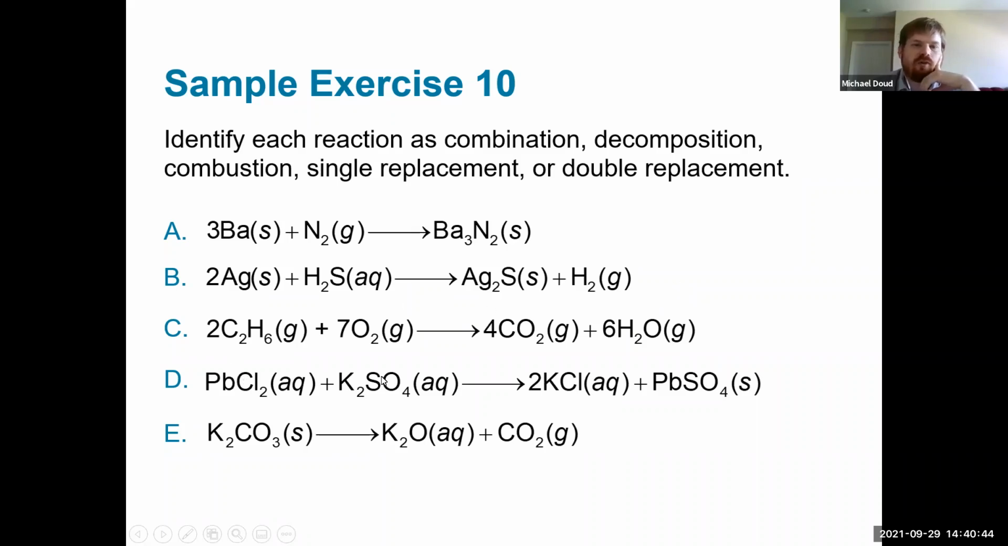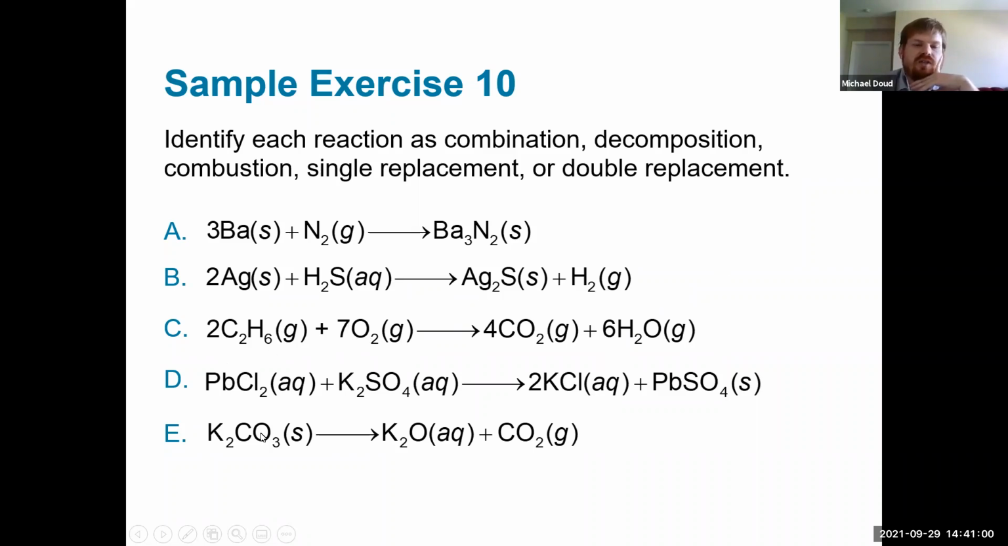Next up, lead(II) chloride plus potassium sulfate forms potassium chloride and lead(II) sulfate. This is a double replacement reaction where the cation of the first picks up the anion of the second, and the cation of the second picks up the anion of the first.